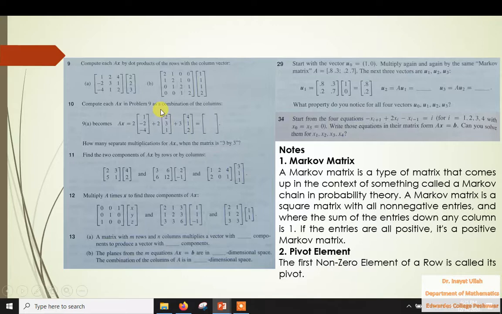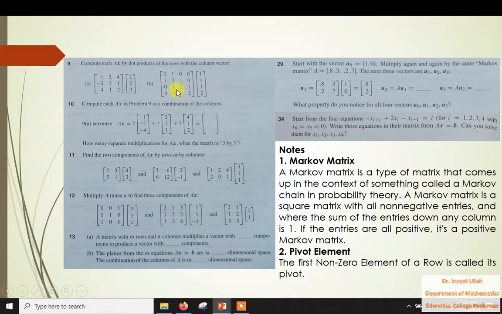Just look at this matrix. This is the first row. In the first row, the first non-zero element is 2, so the pivot of row 1 is 2. Similarly, the pivot of row 2 is 1, and in row 3, the first non-zero element is 1, so that element is the pivot of this row.